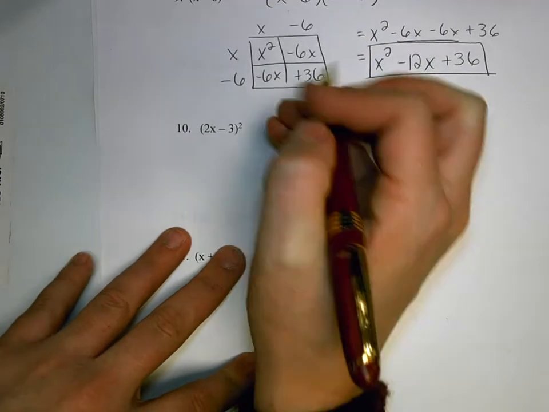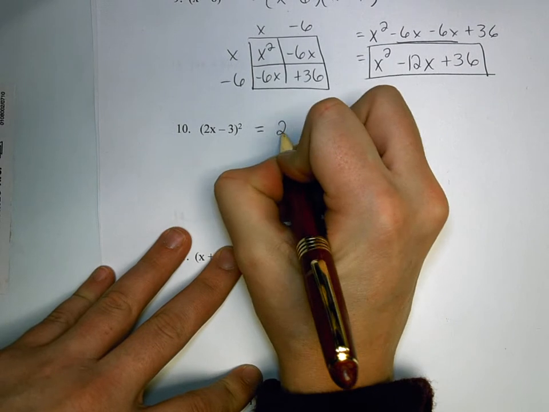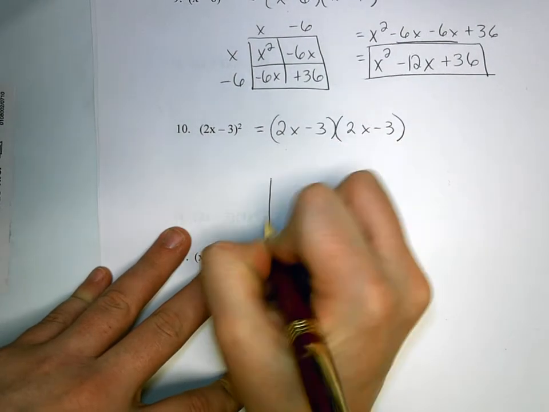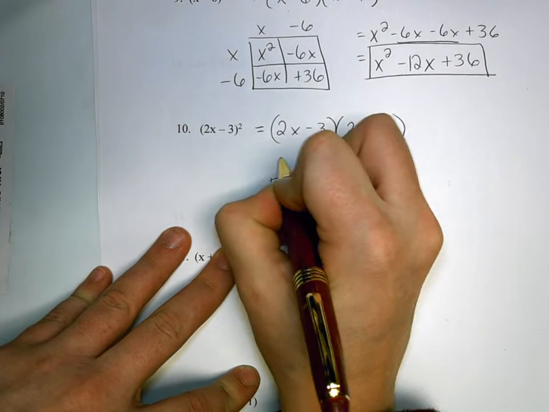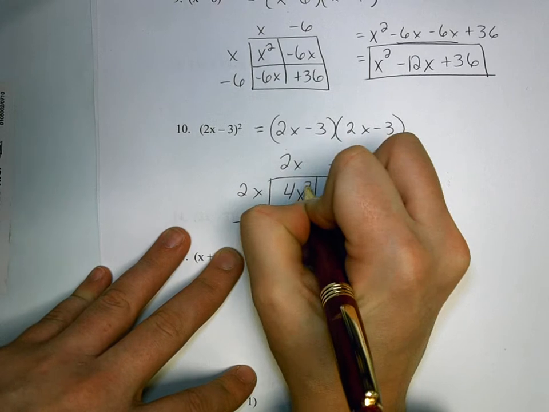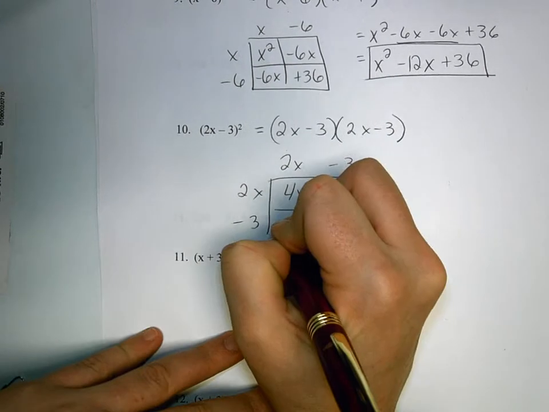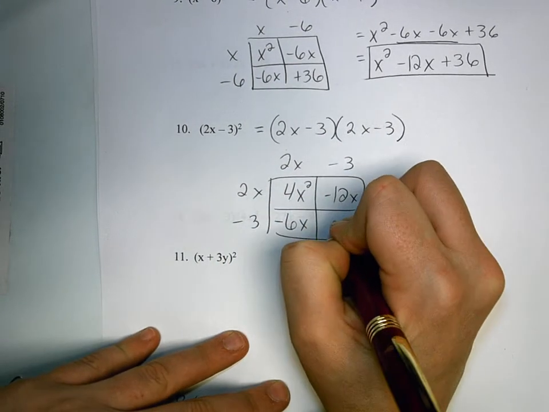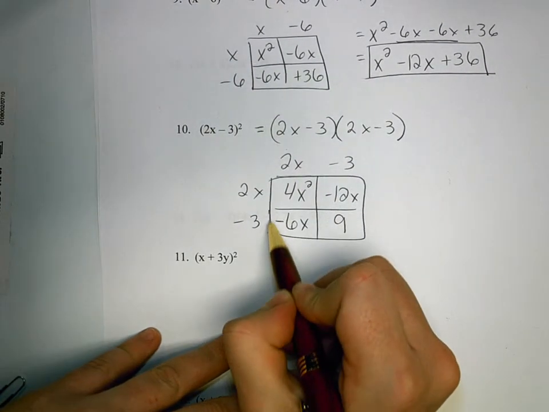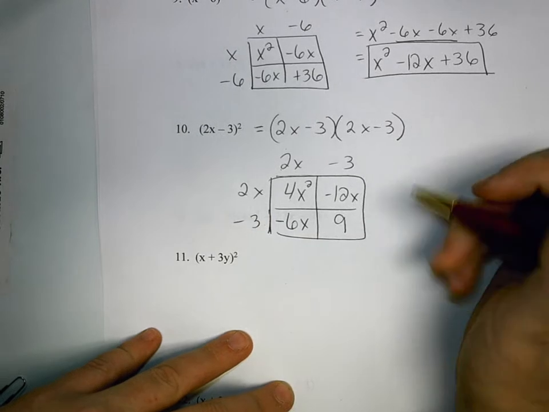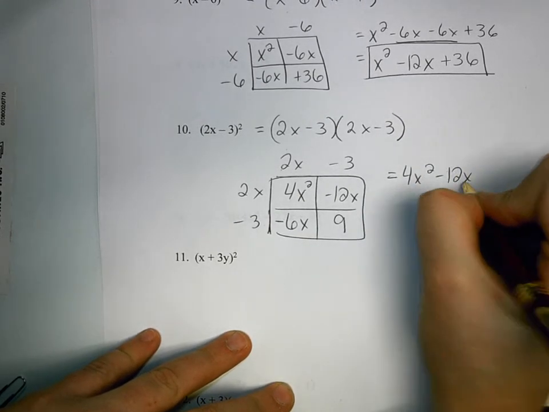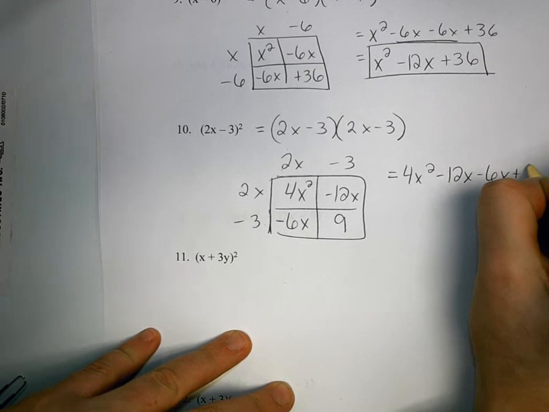Number 10, I have 2 factors of 2x minus 3, so I'm going to expand that. Now I have a base and a height, so I can use my area model. 2x minus 3 and 2x minus 3 gives me 4x squared minus 12x minus 6x and a positive 9. So all I'm doing is multiplying my bases times my heights. So 2x times negative 3 will be negative 6 in that case. So I'm going to write all my terms out, showing me where my like terms are at.